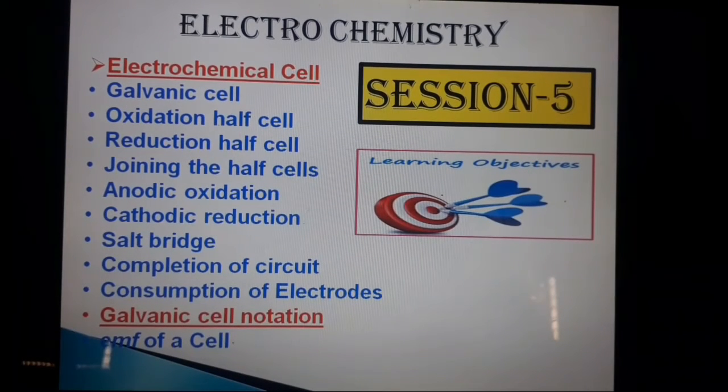Now the learning objective in this session is: what is an electrochemical cell. Examples of electrochemical cells: galvanic cell, oxidation half cell, reduction half cell, joining the half cells, anodic oxidation, cathodic oxidation, salt bridge, completion of circuit, consumption of electrodes. Next, galvanic cell notation, EMF of the cell. These are the topics we will see in this session, one by one.